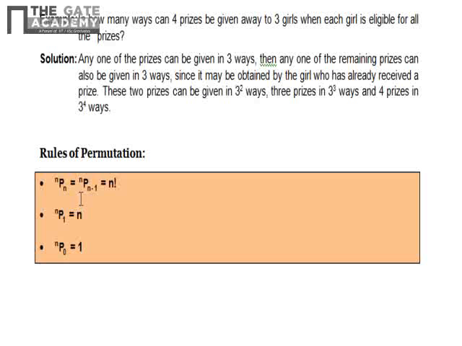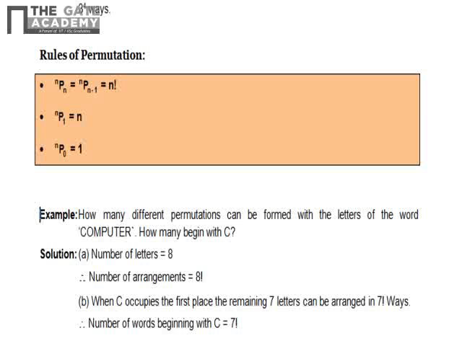There are certain rules for permutation. nPn is equal to nPn minus 1 is equal to n factorial. These rules will help you in the calculations. nP1 is equal to n, and nP0 is equal to 1. You can definitely derive these things, but for faster calculation you should remember. Okay, now we'll see one more example.